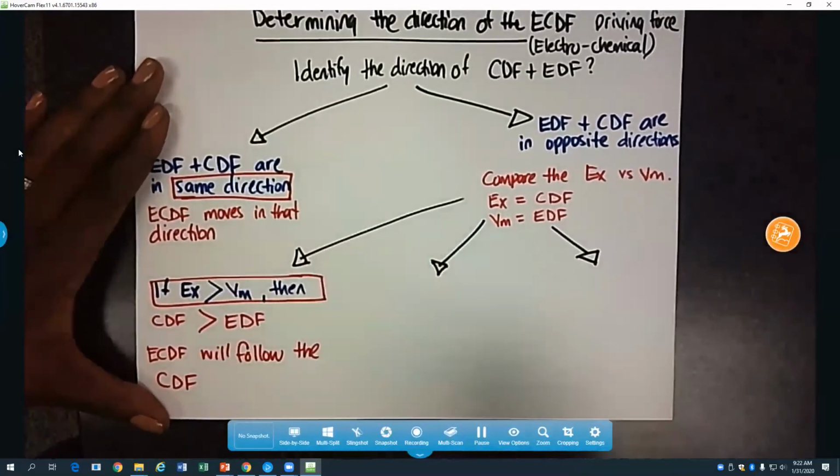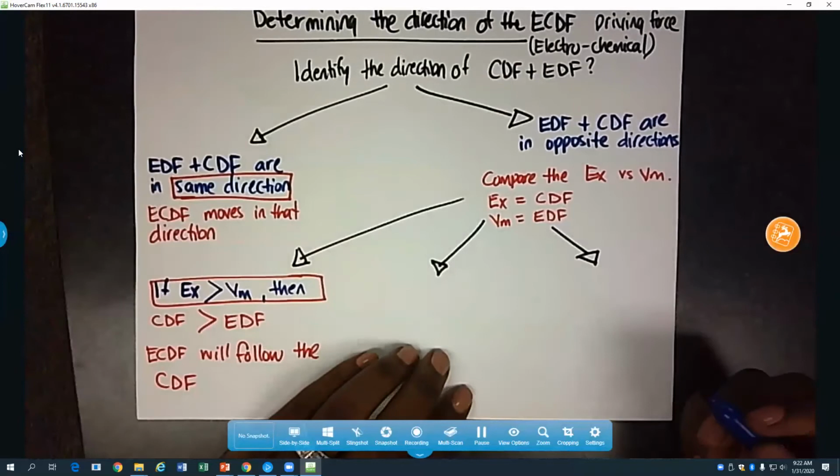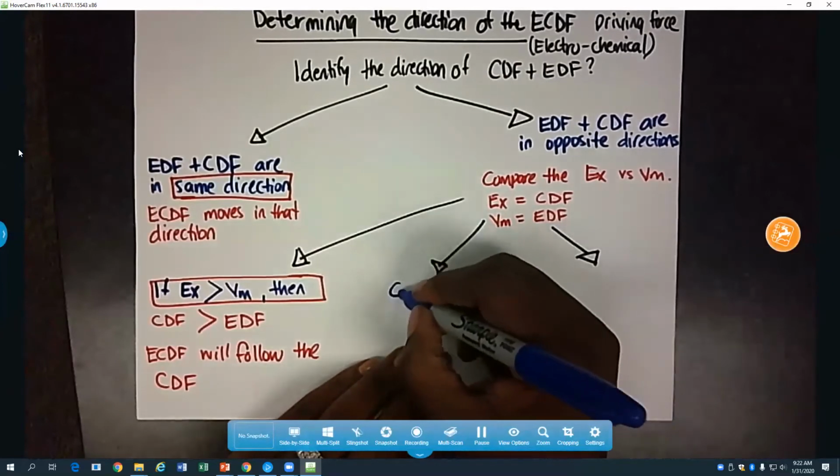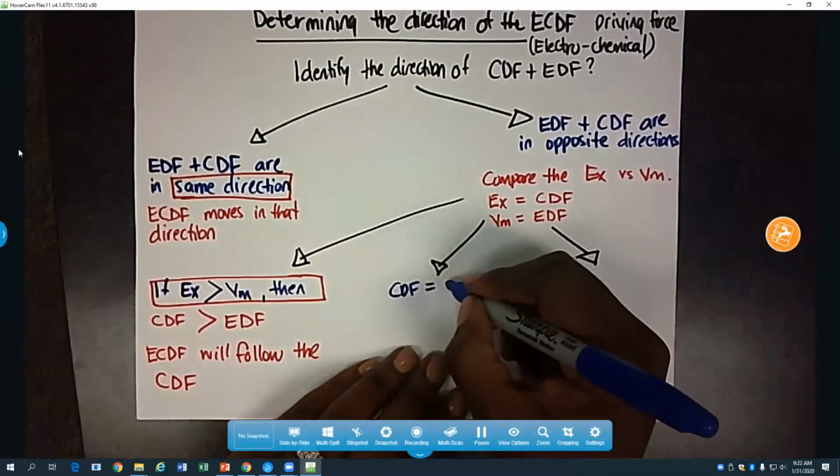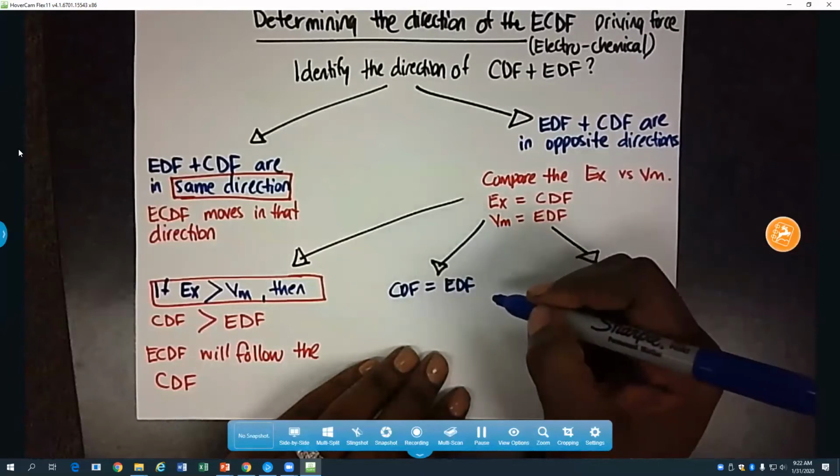Okay. So first scenario. The second scenario is if they're equal, right? So if the chemical driving force is equal to and opposite of the electrical driving force, what do we expect to see here?